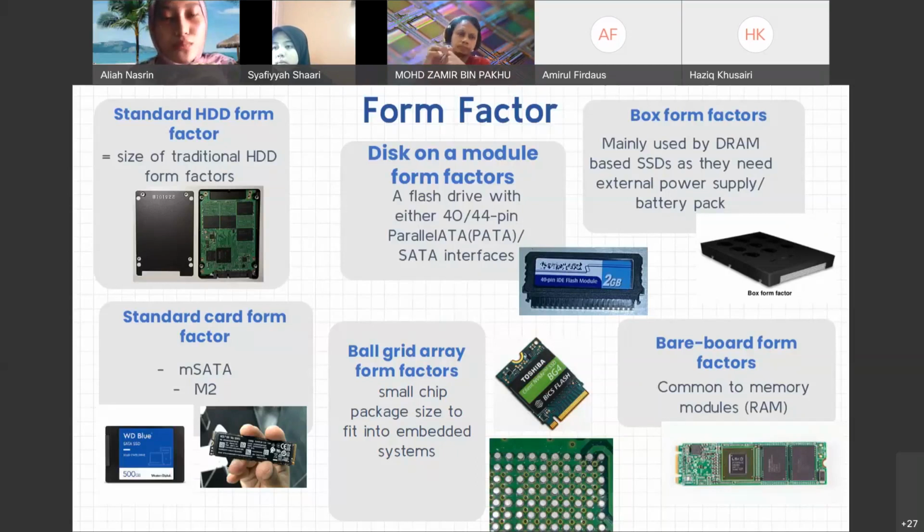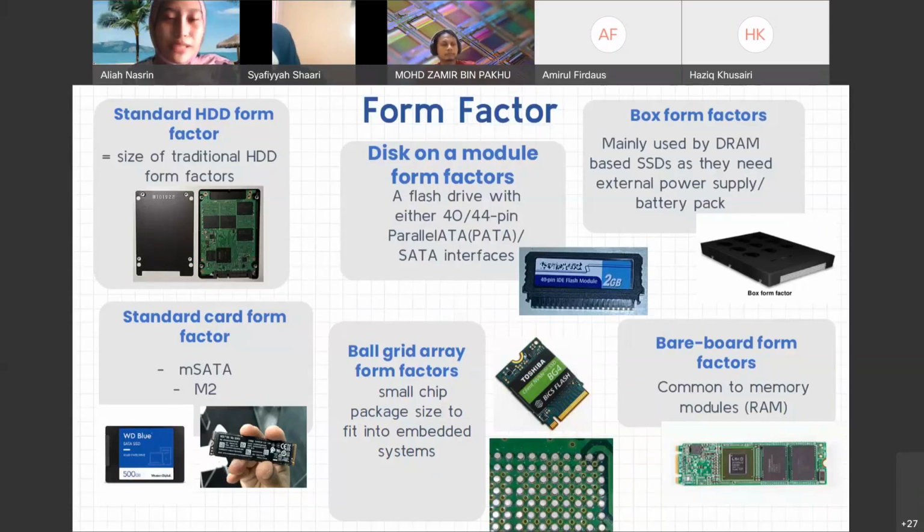The fifth one is the box form factor. Many of the DRAM-based solutions use a box that is often designed to fit in a rack mount system. The number of DRAM components required to get sufficient capacity to store the data, along with the backup power supplies, require a lot more space than the traditional HDD.